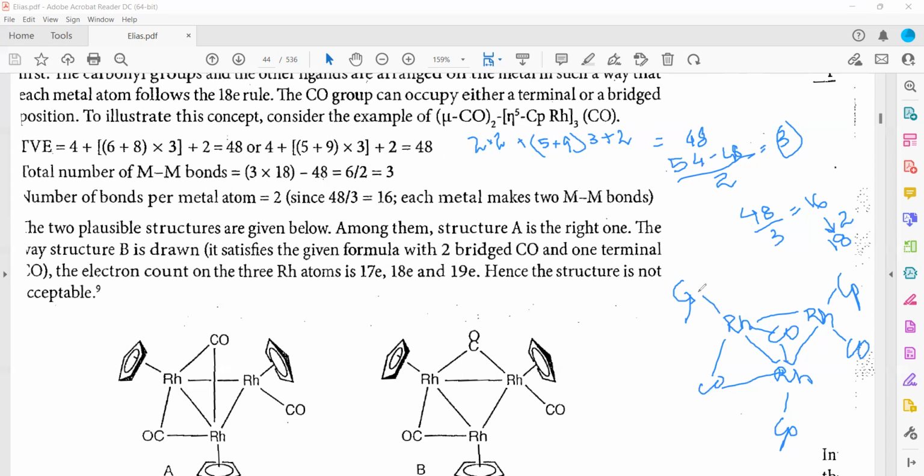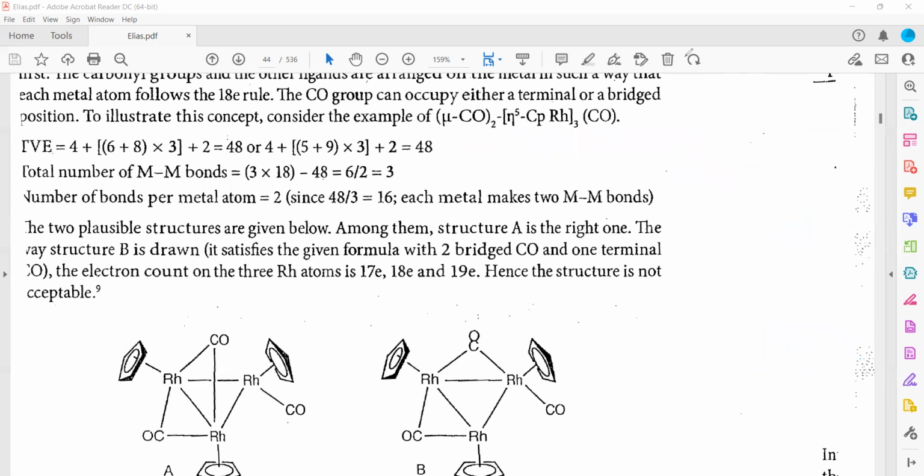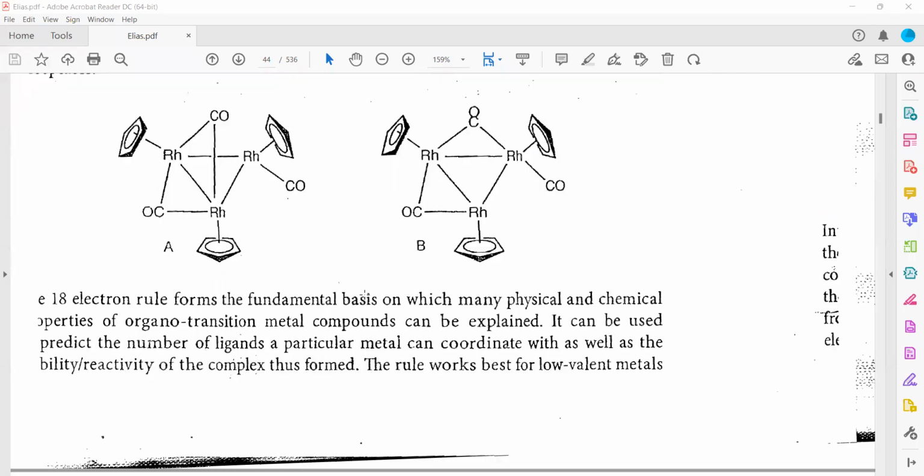Now calculate the electron count again. 9 plus 5 gives you 14. Count the metal, 16, 17, count the electron, 18, 19. Okay, so you can consider 1 electron also, or you can consider 2 and 0. So this way you can consider. I hope it is clear now. We can draw it, right?